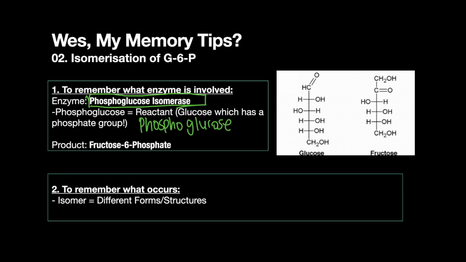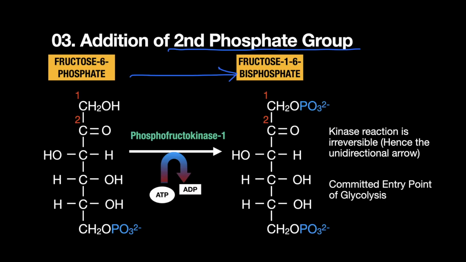So we have seen what happens during step 2. But here is truly the beautiful part. Why is step 2 necessary? Well, let's find out in step 3. In step 3, fructose 6-phosphate is converted by phosphofructokinase to form fructose 1,6-bisphosphate.